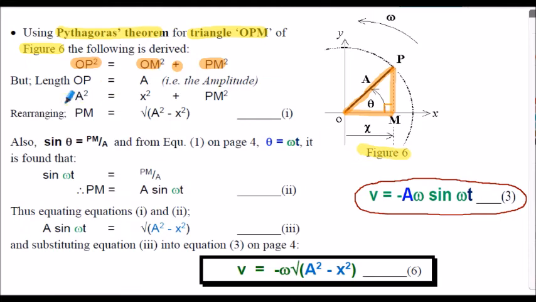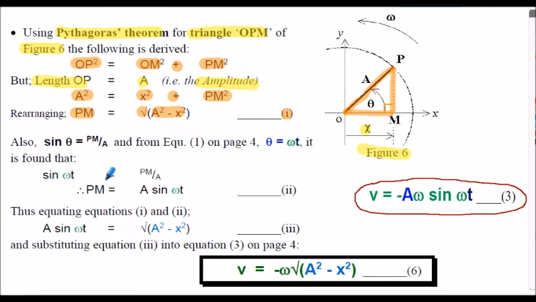But note that length OP is actually amplitude A, in other words the maximum displacement in the motion. Also that displacement OM is actually dimension x here. So we could rewrite Pythagoras' theorem in this instance as A squared is equal to x squared plus PM squared. Rearranging the equation, PM is equal to the square root of, in brackets, A squared minus x squared, and I've called that equation 1 in Roman numerals.